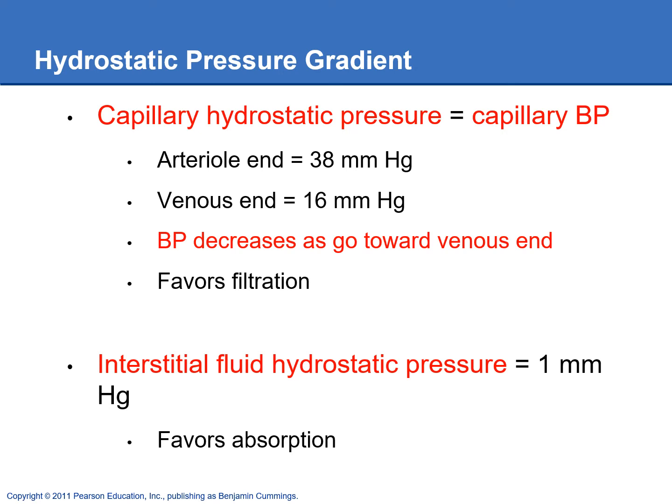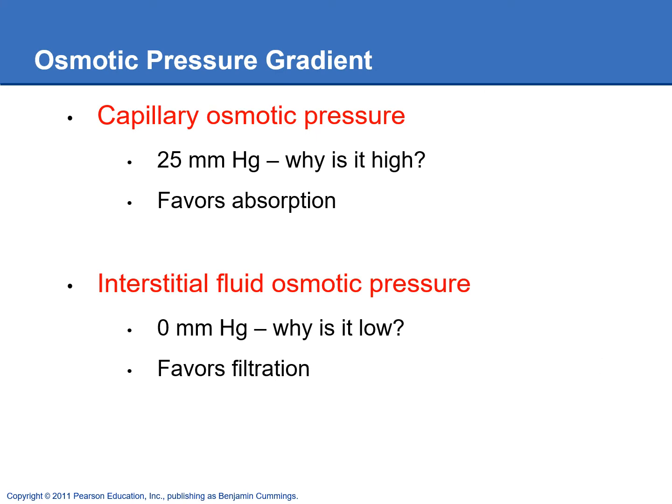Okay, and then this is just a summary of what we just went over. And again, another summary. And just to answer our questions here, looking at our osmotic pressure in the capillaries, remember it's high in the blood, 25 millimeters of mercury, and it's high because there's lots of proteins in the blood. And remember, that's going to favor absorption.